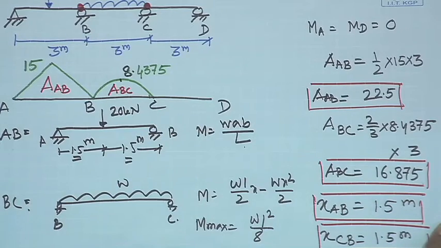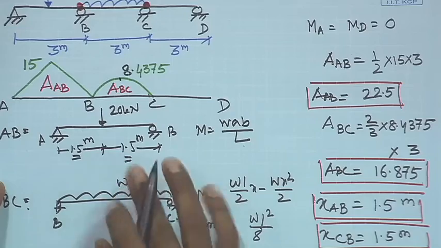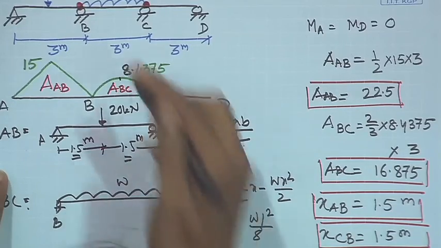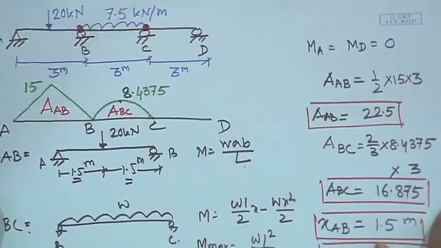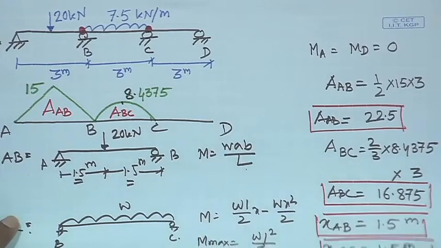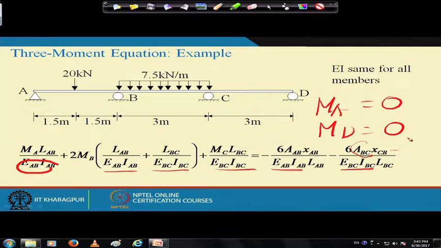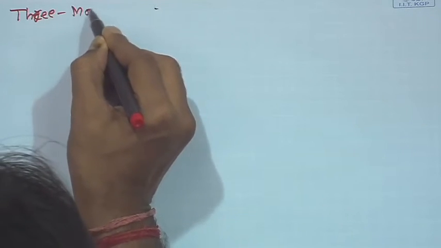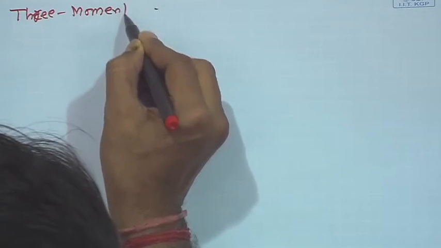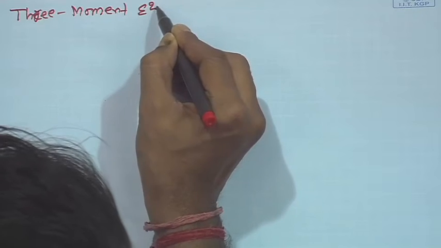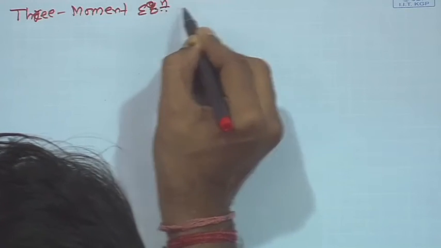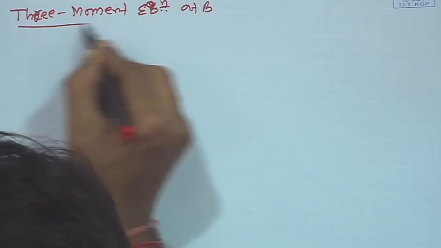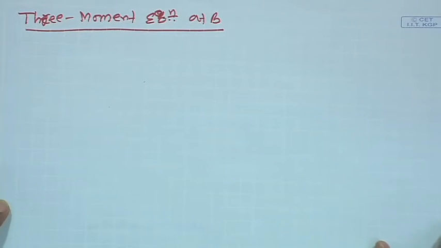Okay. Now, let us apply the 3 moment equation. First apply 3 moment equation at B and then apply 3 moment equation at C. So, first apply 3 moment equation at B. Okay. So, 3 moment equation at B.